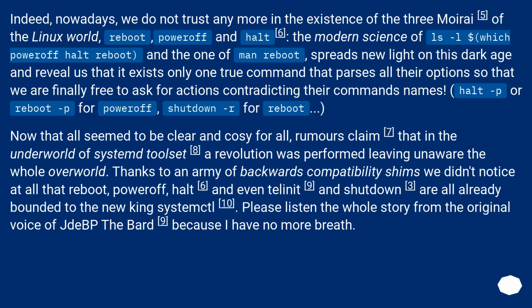Now that all seems to be clear and cozy for all, rumors claim, 7, that in the underworld of the systemd toolset, 8, a revolution was performed leaving the whole overworld unaware. Thanks to an army of backwards compatibility shims, we didn't notice at all that reboot, poweroff, halt, 6, and even telinit, 9, and shutdown, 3, are all already bound to the new king system tool, 10. Please listen to the whole story from the original voice of jdb the Bard, 9, because I have no more breath.